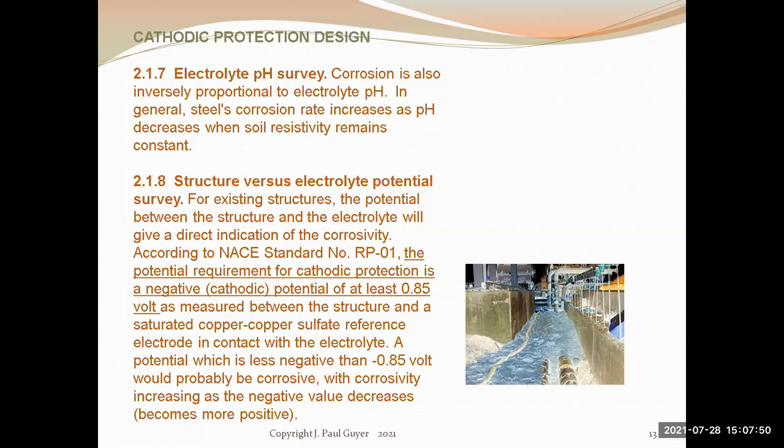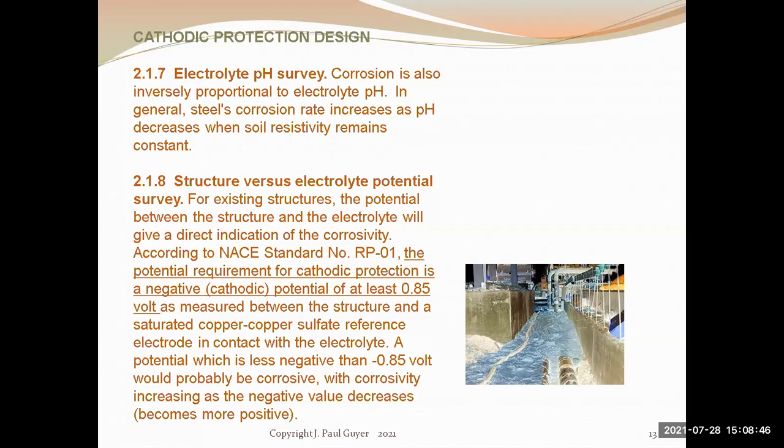Over many decades of engineering work, it has been determined by the engineers involved with NACE that if the cathode is at least 0.85 volts more negative than the electrolyte, then the structure is considered to be adequately protected for corrosion protection purposes. So that's your target, so to speak. You're trying to set up an electrical circuit that will result in the cathode being at least 0.85 volts more negative than the electrolyte, the soil.